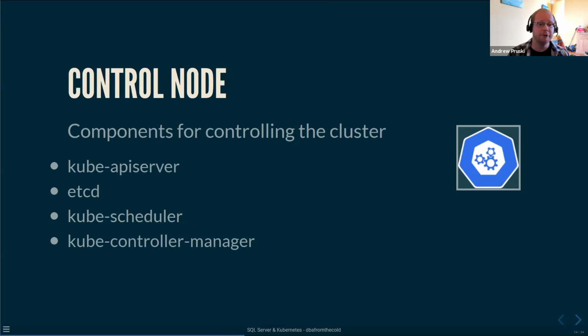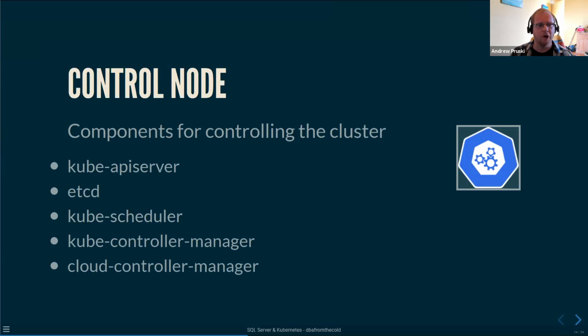Then we have the kube controller manager. This manages controllers in the clusters. And controllers are responsible for things like responding when a node goes down, making sure the correct number of pods are running in our systems, and mapping services to pods.